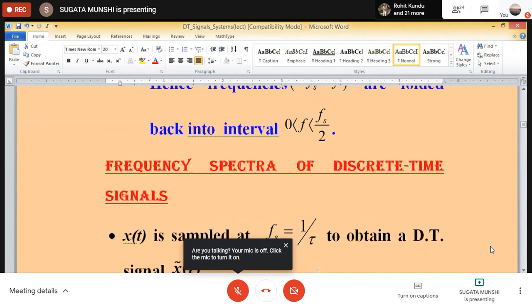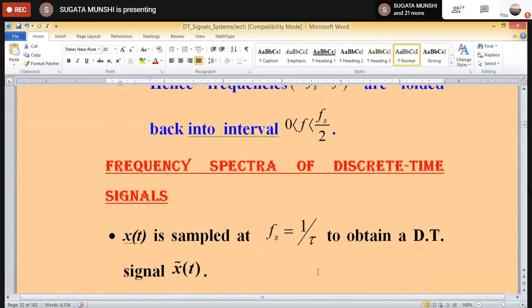Again, the case now is the general case, not a sinusoid. I cite the sinusoid only as a special case. A signal x(t) need not be a sinusoid; it can be a sinusoid as well as aperiodic signals, all types of signals. x(t) is sampled at a rate fs equal to 1 by tau to obtain a discrete time signal x hat t.